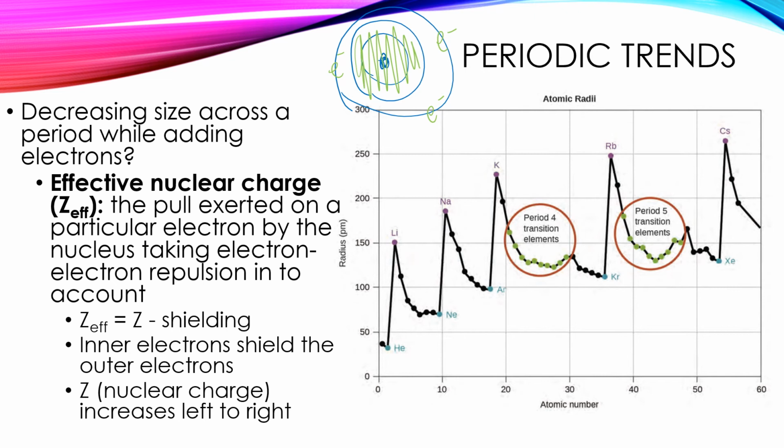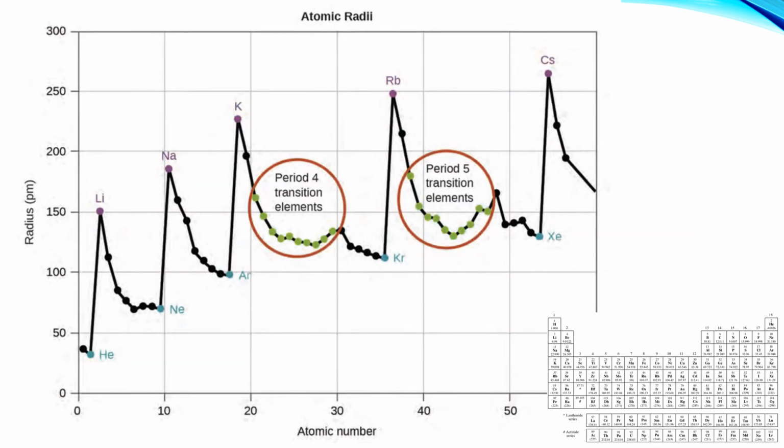So as we move from left to right, we're actually getting smaller because we're adding electrons, but we're also adding protons in the nucleus, and it's going to pull those electrons closer and closer in. But as we move down a group, it's going to get bigger and bigger, and you've got less of an effective nuclear charge on your outer electrons because they're further and further away, and we have more and more inner electrons to shield.